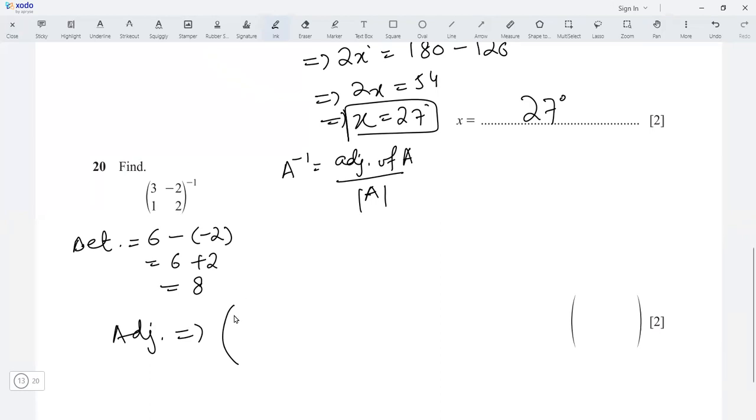So in place of 3, we have to write down 2, and in place of 2, we have to write down 3, and change the signs of it. It will be positive 2 and it will be negative 1. So there are two ways for writing down this. So there is one easier way.